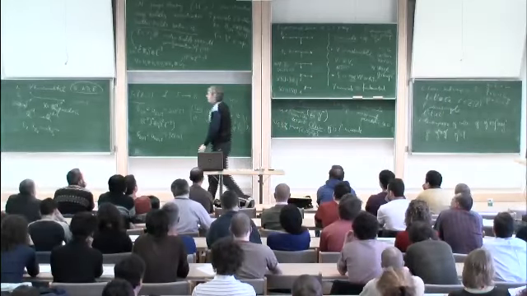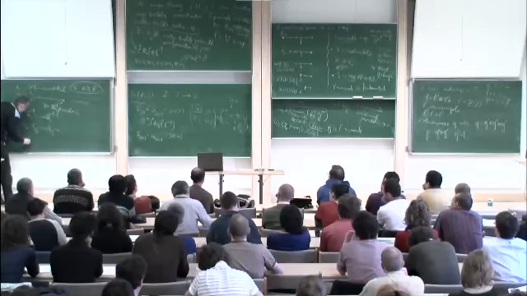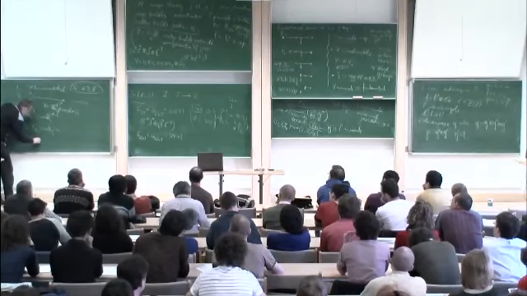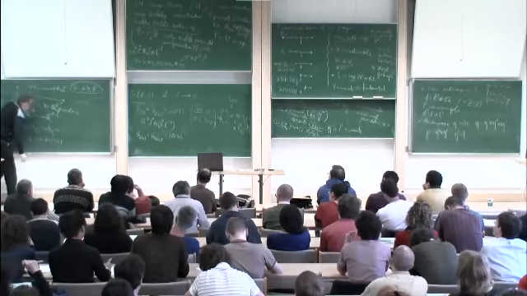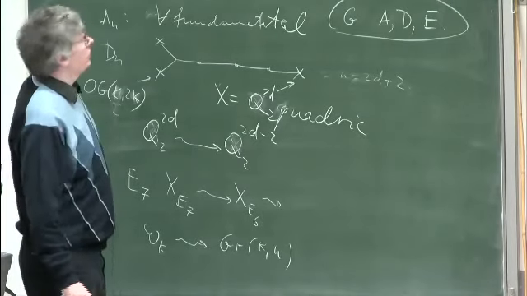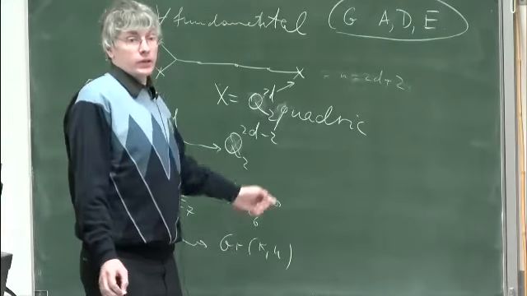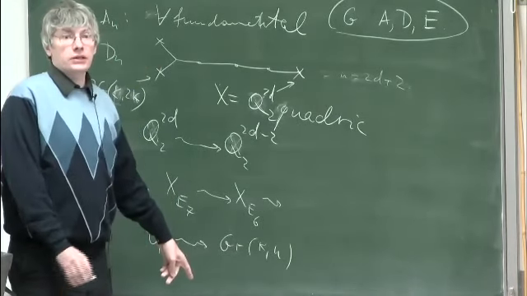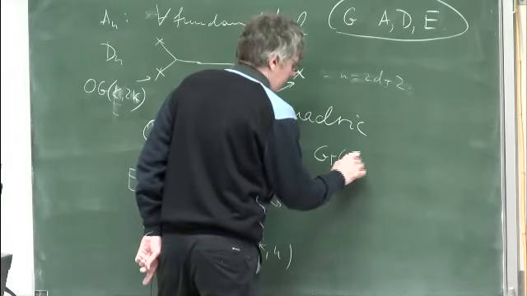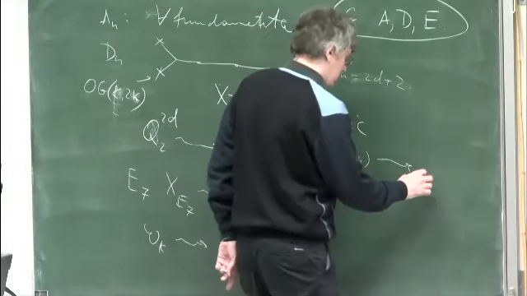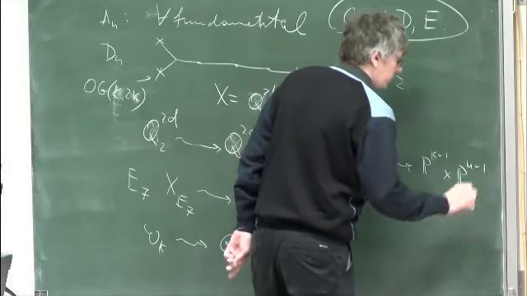Now, as I said, for the A n case, all weights are minuscule. So to the weight omega k, the corresponding minuscule variety is the Grassmannian k n. Do we have anything else? No. So one can ask the question, what is the minuscule descent of the Grassmannian? The answer is, if you take Grassmannian k n, then the corresponding variety is projective space P k minus 1 multiplied by P n minus k minus 1.